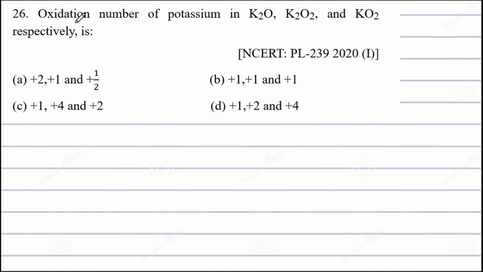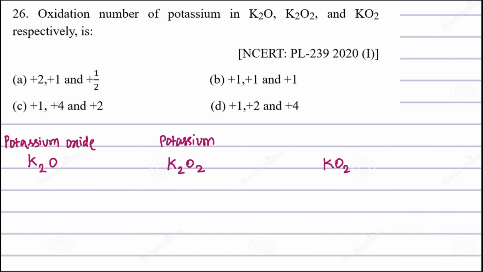Let us go to the next question. Oxidation number of potassium in K2O, K2O2 and KO2 respectively is. So the given compounds are K2O, K2O2, KO2. The first compound is potassium oxide. The next compound is potassium peroxide. And the last compound is called potassium superoxide.